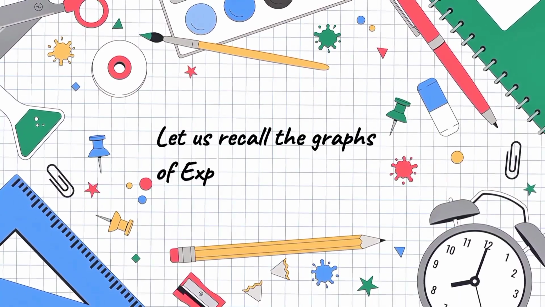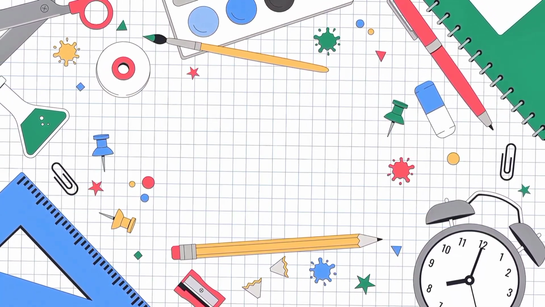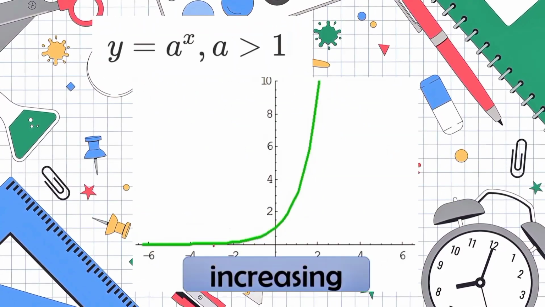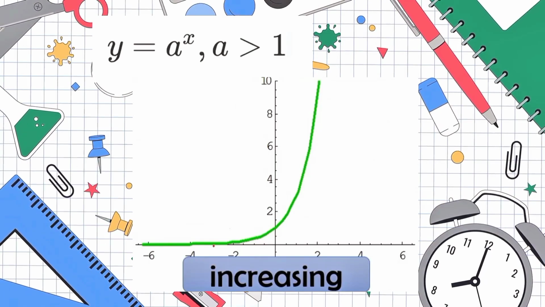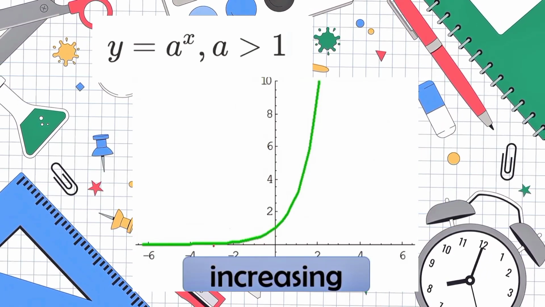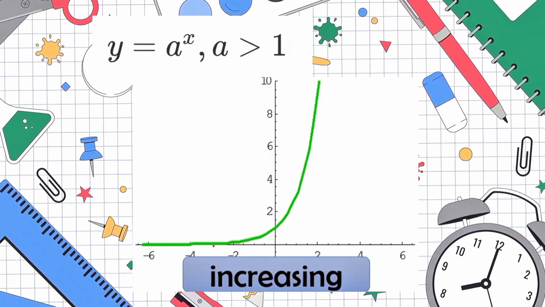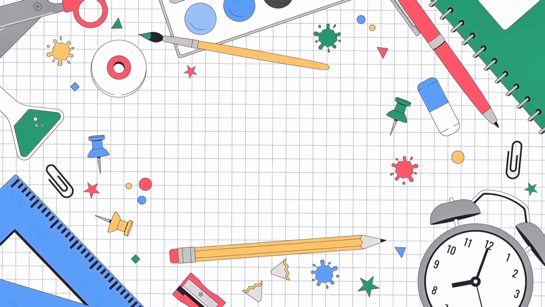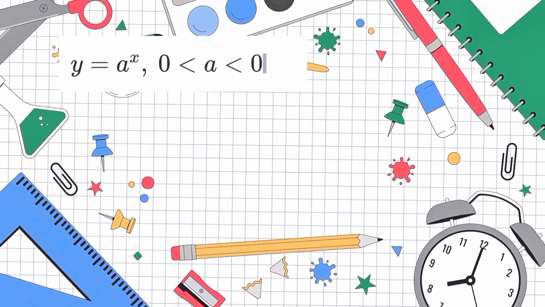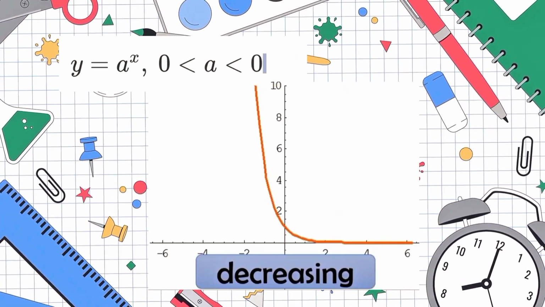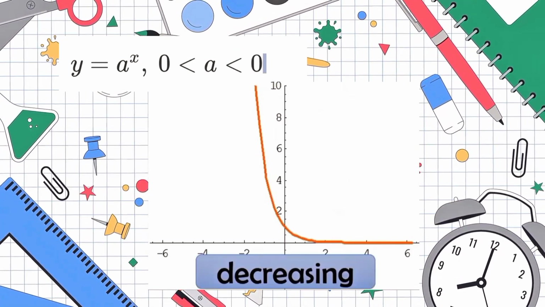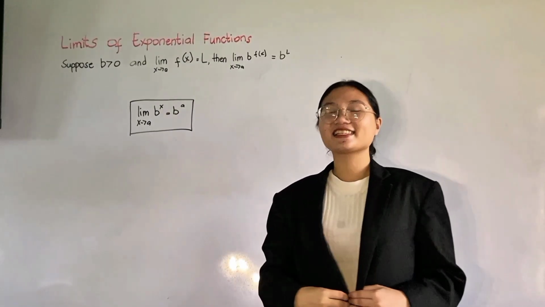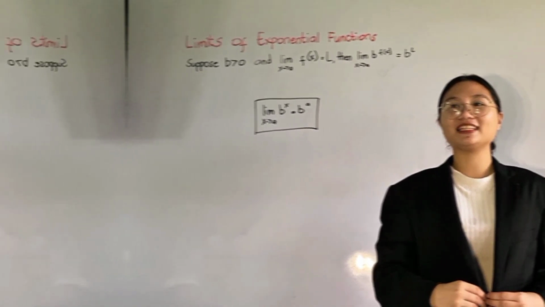Now let us recall the graphs of exponential functions. First, if the base a is greater than 1, then the graph increases. It is very obvious by looking at this graph: as x increases, y increases. On the other hand, if the base a is between 0 and 1, then the graph decreases, meaning as the value of x increases, y decreases. To further understand, Linux, can you give us an example to further elaborate?